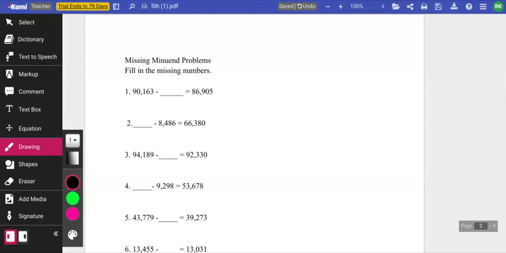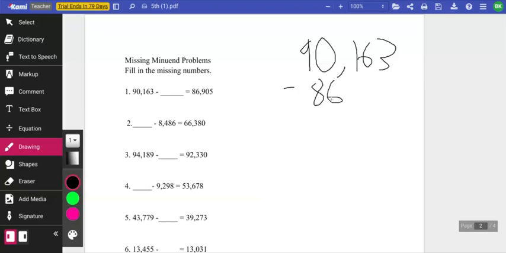For missing minuend problems, we have 90,163 minus a missing number equals 86,905. So for this problem, we have to subtract to find the missing value. So we have this digit minus this digit.